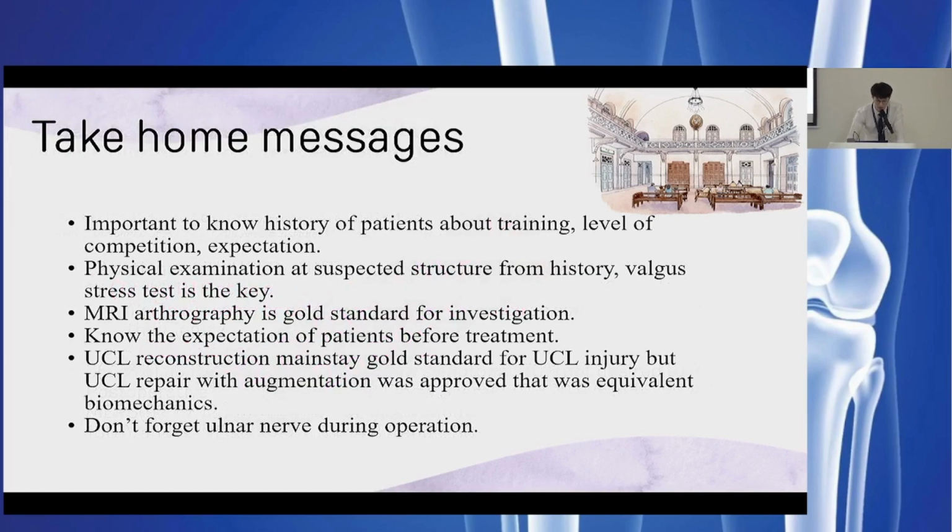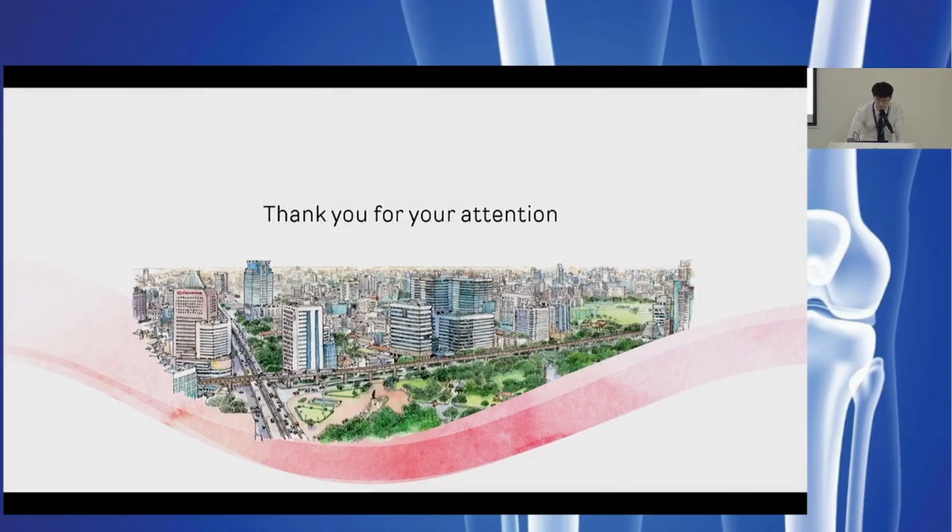For the take-home message, it's important to know the history of the patient about training, level of competition, and expectation. For the physical examination, we have to examine the suspected structures from the history, and the valgus stress is the key. MRI arthrography is the gold standard for investigation, and before we treat, we have to know the expectation of the patient. UCL reconstruction is the gold standard for UCL injury, but UCL repair with augmentation was proven to have equivalent biomechanics. And the last one is don't forget the ulnar nerve during the operation. Thank you for your attention.